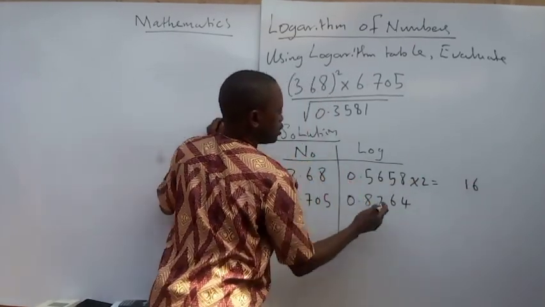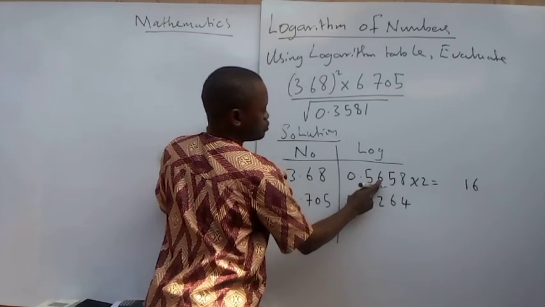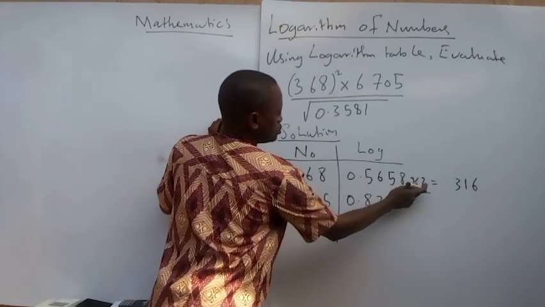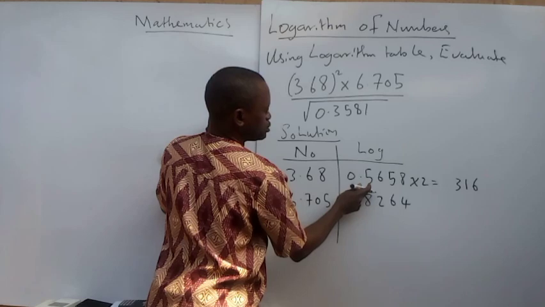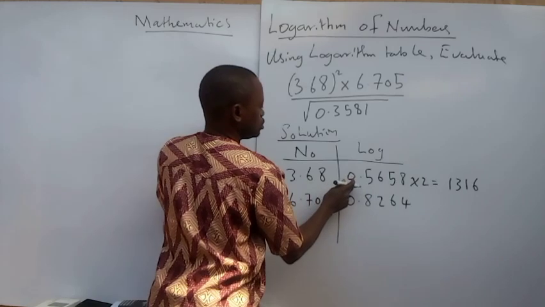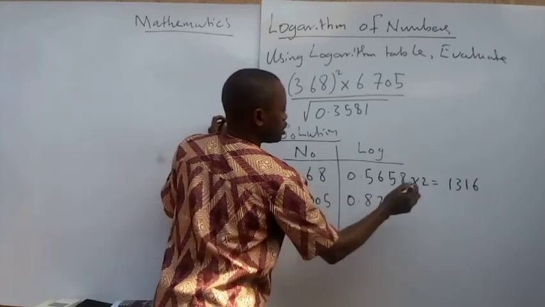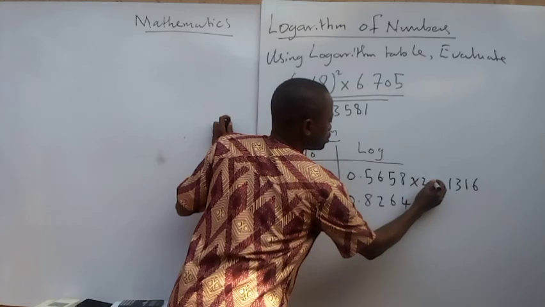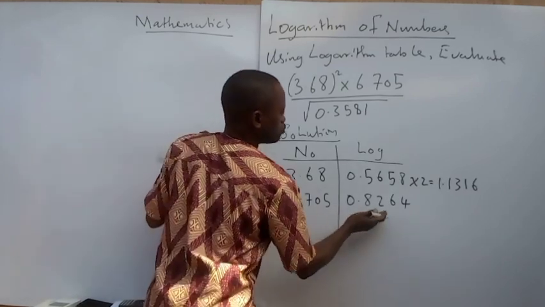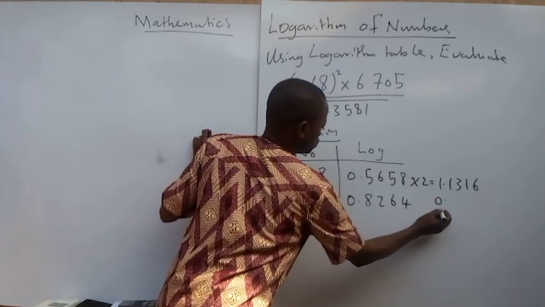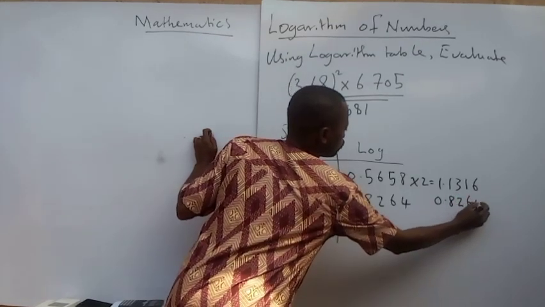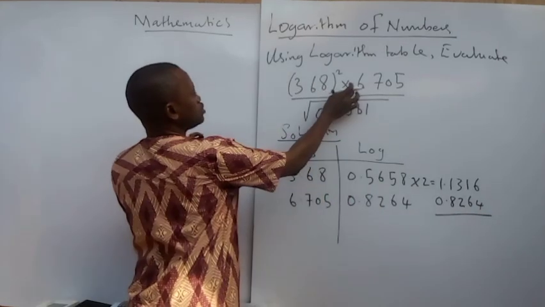I'll write 1 carry 1. 2 times this is 12. 12 plus 1, 13. I'll write 3 carry 1. 2 times this is 10 plus 1, that's 11. I'll write 1 carry 1. 2 times 0 is 0, and then plus that 1. So that will give me 1.1316. Then I'll push this one forward, 0.8264. Then something will happen because of this multiplication.